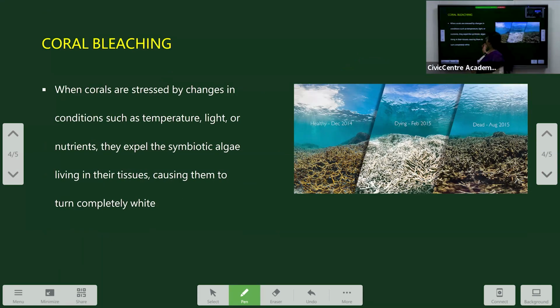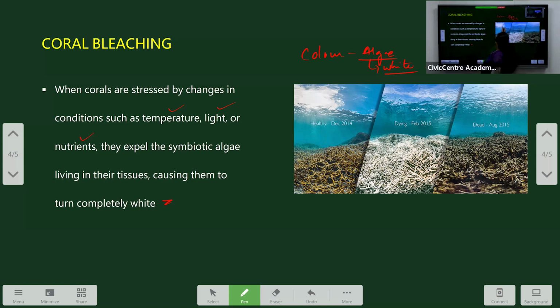Coral bleaching happens when the environment of the coral is very much stressed, by changes in temperature, light or nutrients, and they expel the symbiotic algae living in their tissues, causing them to turn completely white. We need to understand that the color of the corals is due to the algae that is present in them. Otherwise, they are white in color because of the calcium carbonate structures.